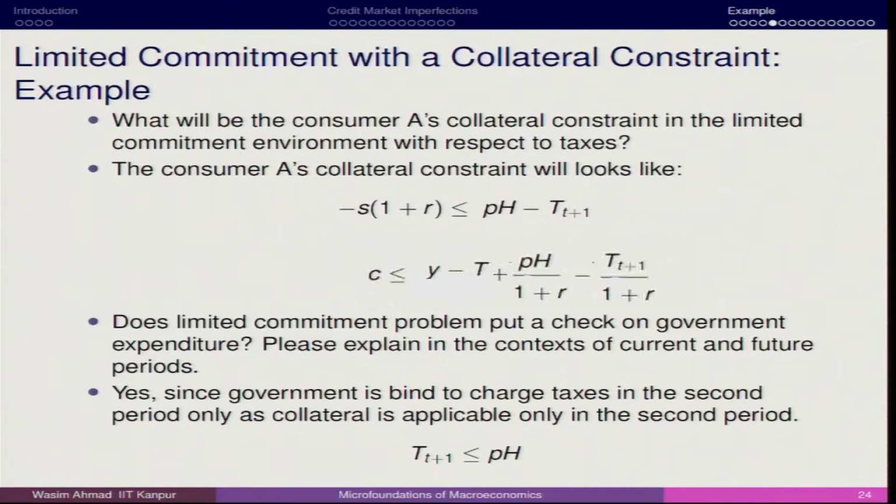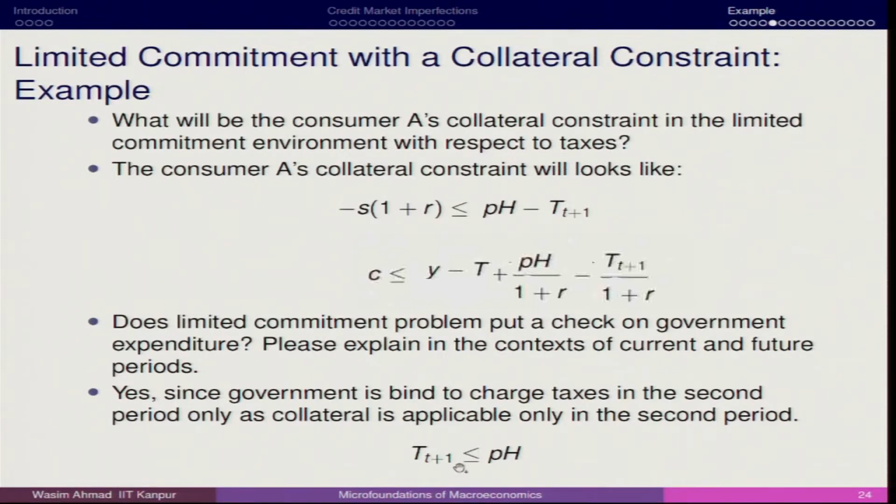In this scenario, if you think from the Ricardian equivalence perspective, it does not look like Ricardian equivalence will have any trouble here, because it will hold. But in this environment that we are assuming with respect to the current taxes, even if the individual has a tax burden, if it is compensated with the rise in the collateral asset, then this will play a very important role. Does the limited commitment problem put a check on the government? Yes, it will put a check on the government, because as long as the value of PH is higher than T(t+1), there is no issue. The moment you have the PH value lower than T(t+1), then the government will always have limited money.